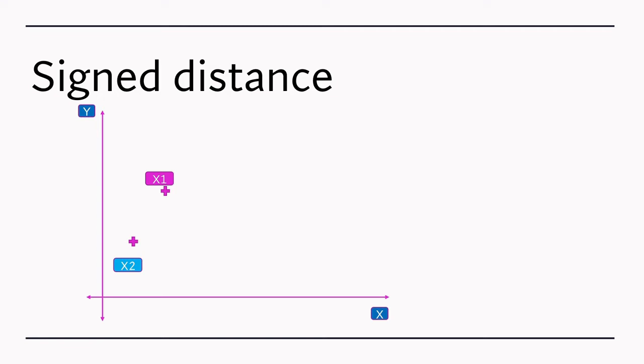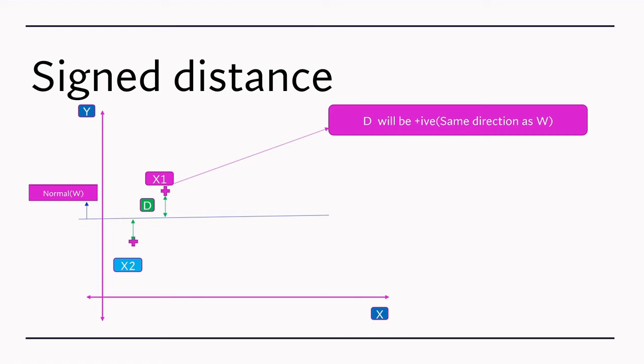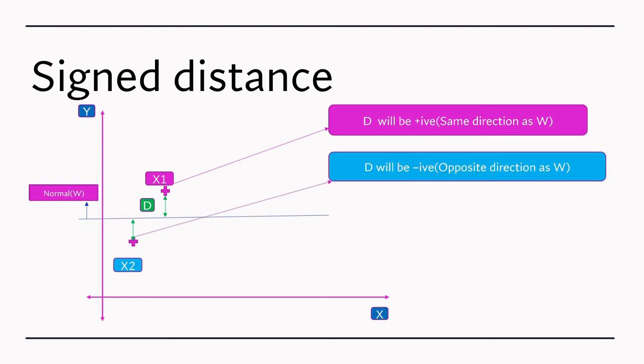So I have a couple of points x1 and x2, and I have a plane which divides both of them, whose normal to the plane is w. For the sake of simplicity, the distance from both of the points to the plane is d, and d will be positive when the point lies in the same direction of w, and d will be negative when the point lies in the opposite direction of w.